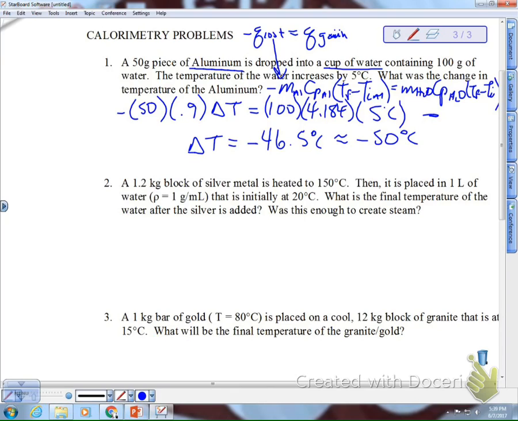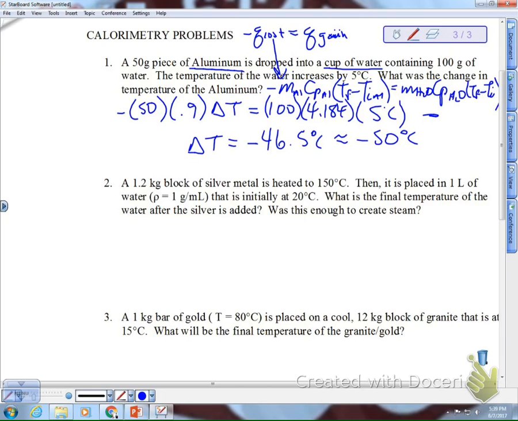But let's talk quickly about the sign here. This negative sign is very important because we're talking about the delta T of the aluminum. Aluminum is the hot item here. Heat always flows from hot to cold. So the aluminum is going to be losing energy. This is an exothermic process for the aluminum, and the sign is negative for the heat, and your delta T will be negative to correlate with that.